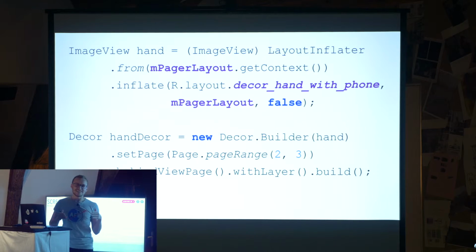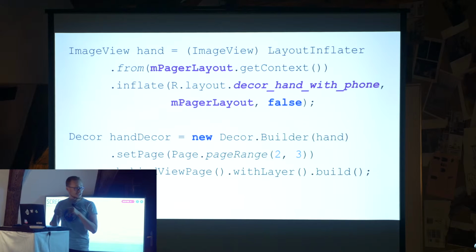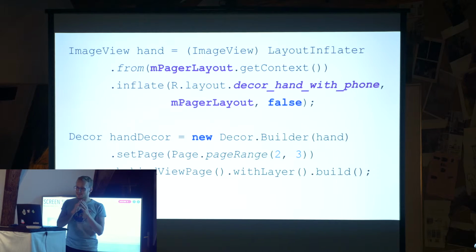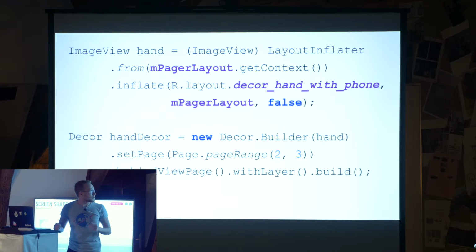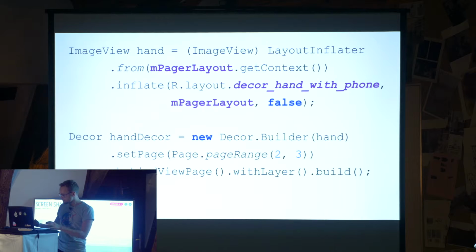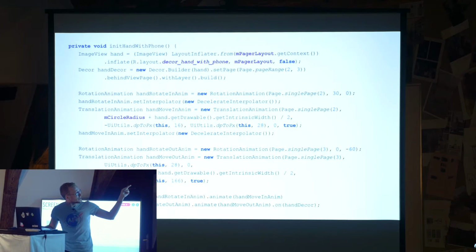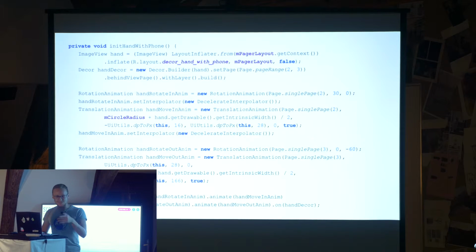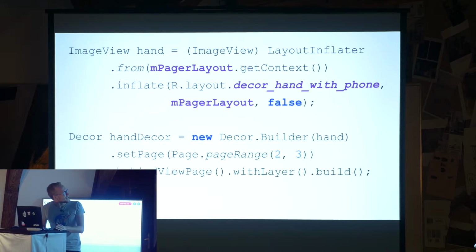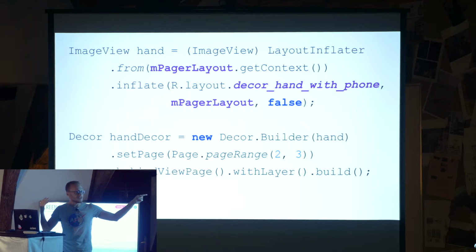I should say that all these objects that are moving inside this view pager are independent from the view pager. They aren't inside it, as you may see, it's all separate views. So here is the example of the phone moving from the side with the mobile. Oh, I'm sorry, the hand with the phone. And here we are defining this view. It's the hand with the phone, and then we are defining the decor.